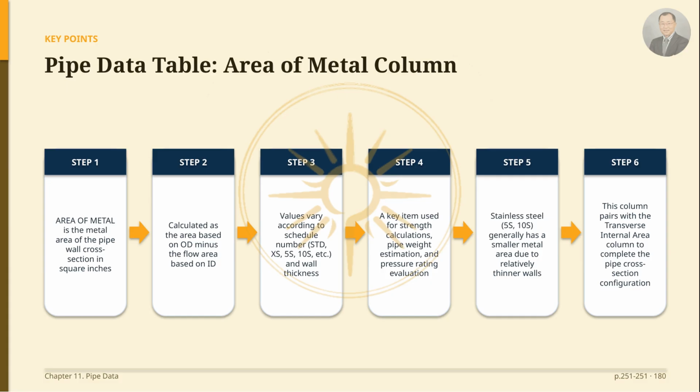In particular, 5S and 10S have relatively thin walls, so the metal area is smaller. This metal area value is used essentially when calculating pipe strength, estimating weight, and evaluating pressure ratings, and it completes the composition of the pipe cross-section together with the transverse internal area column seen previously.